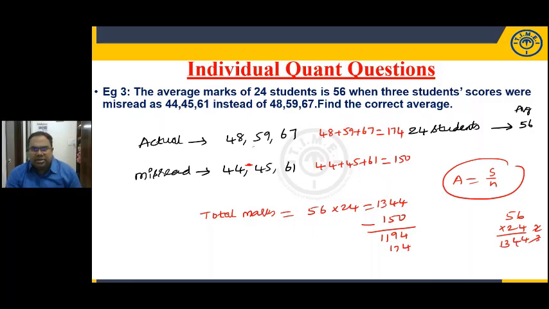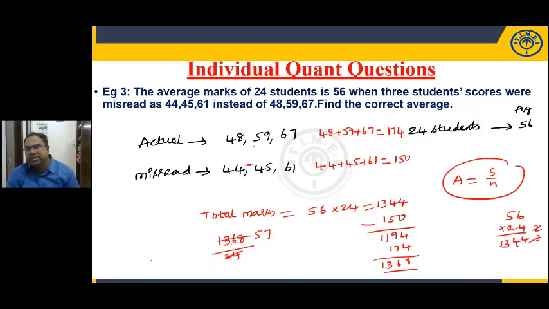59, 66, 60, 126, 134, 174. I have to add. So 78, 1368 it will be. It will become how much more? 1368. So new average would be actual average 1368 divided by how many students? 24 students, right? So 24 6s are 144, 24 7s are 168.